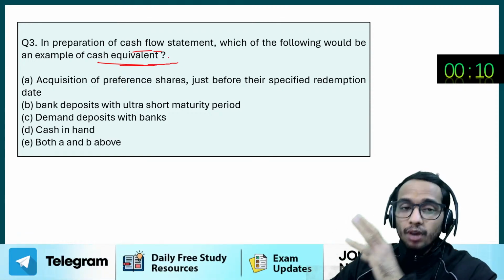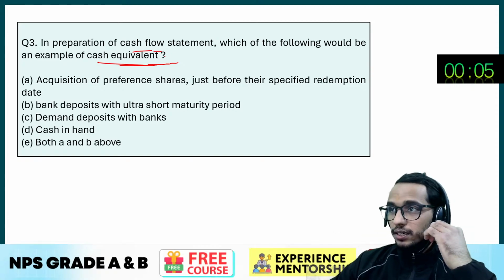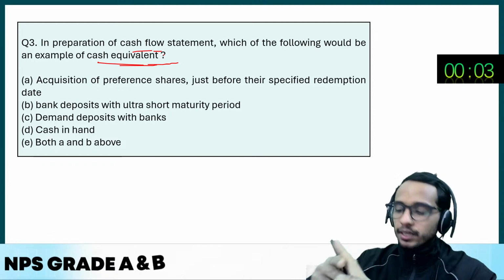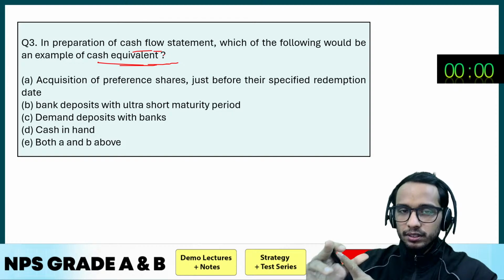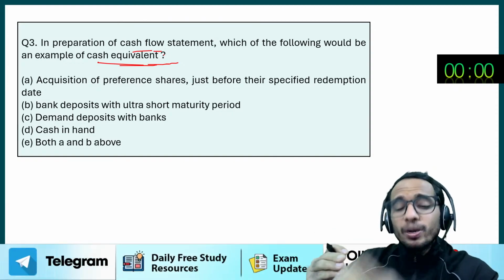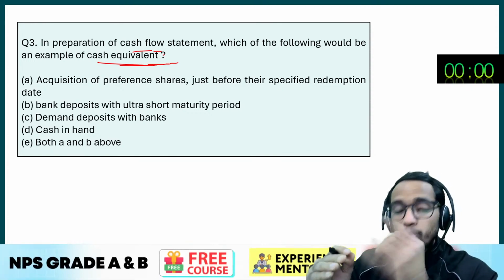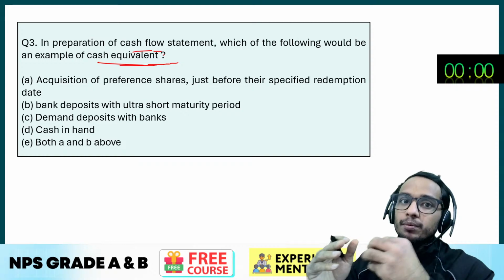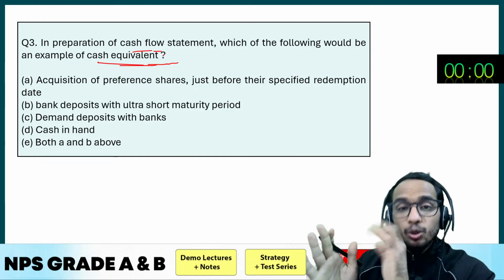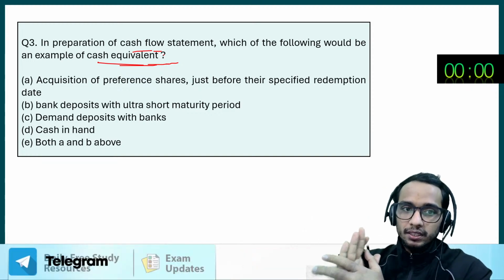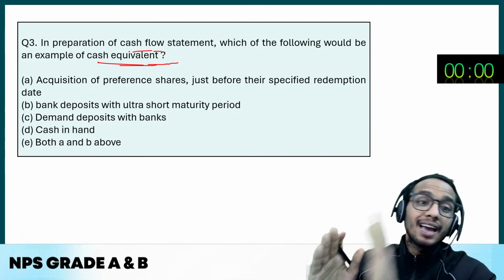Now you have to tell me which is the example of cash equivalent. I'm not asking you about the cash. See, there are two terms, cash and cash equivalents. Cash includes your cash in hand and whatever cash you hold in your bank account. That is your cash. Cash equivalents are those assets, those quick assets, which are readily realizable into cash. They can be quickly converted into cash. These are your cash equivalents. So the question is asking you about which of the following would be an example of the cash equivalent.